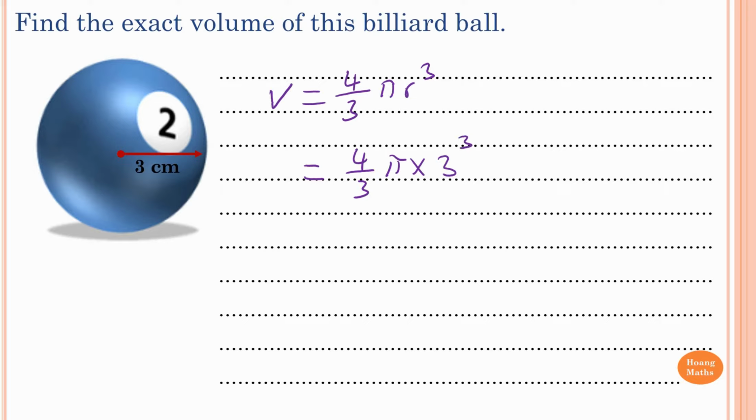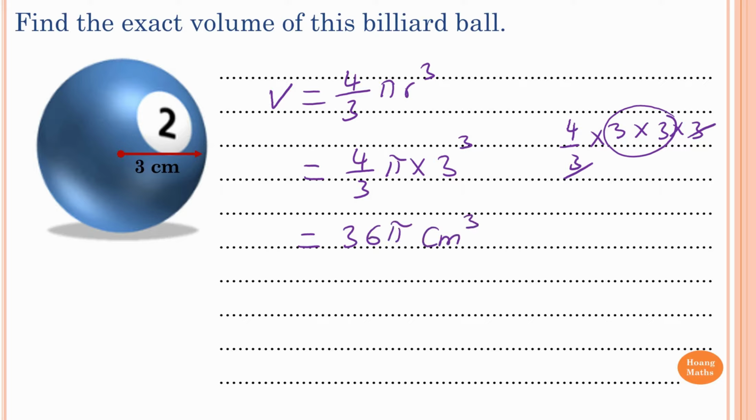Now because we want to find the exact volume, you can just work out 3 cubed, which is 3 times 3 times 3, and then 4 over 3 times that. You can just cancel this. So 3 times 3 is 9. 9 times 4 is 36. So the answer is 36 pi cubic centimeters.